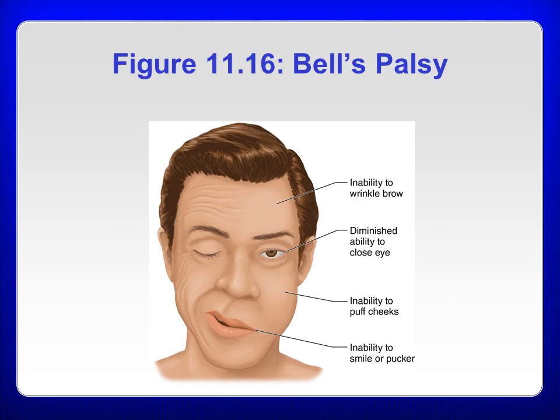So here's a picture of Bell's palsy. When you look at this, it shows you what happens. Inability to wrinkle the brow, diminished ability to close the eye, inability to puff the cheeks, inability to smile or pucker. Those are some of the classic things you would see in somebody with a presentation of Bell's palsy. Again, with no other symptoms, you're pretty much dealing with a classic Bell's palsy, and the hope would be that over time this resolves on its own. It's a pretty varied period of time. It's anywhere from 1 to 8 weeks it could take this condition to resolve.